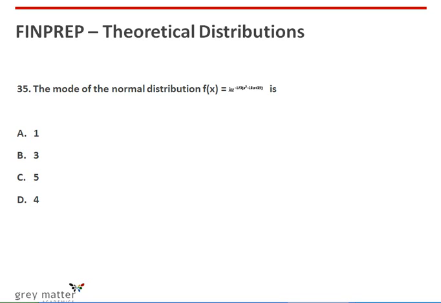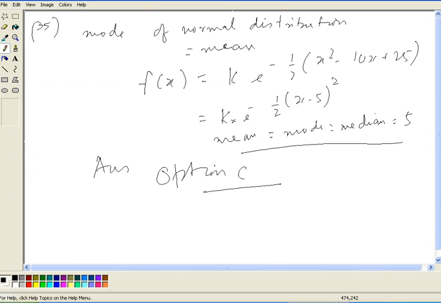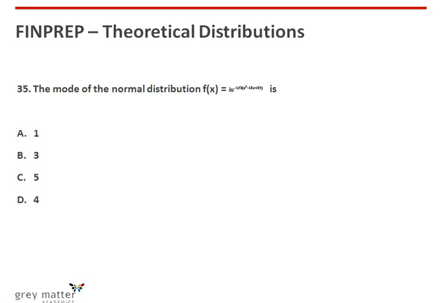We need the mode of the normal distribution f of x equal to k into e power minus half into (x squared minus 10x plus 25). Going to the work area, the formula can be rewritten as k into e power minus half into (x minus 5) whole squared. We know that in a normal distribution, mean, median and mode are all the same. Comparing with the standard formula of the normal distribution, we get mu equal to 5. So mode also is 5. The answer is option C. Going to our PowerPoint slide, it is C option, which says it is 5.